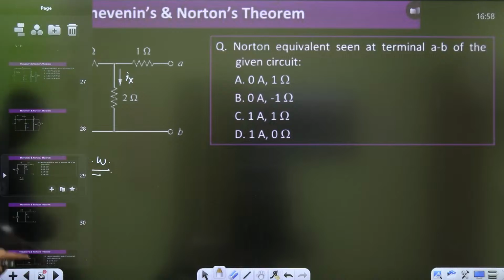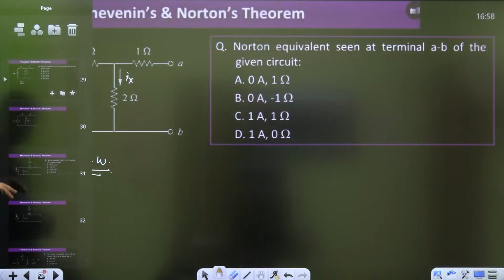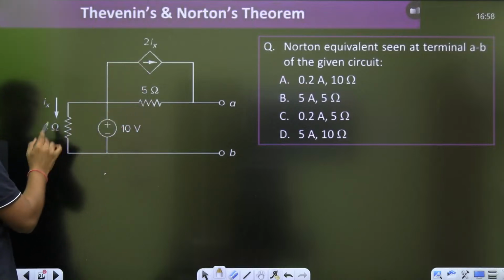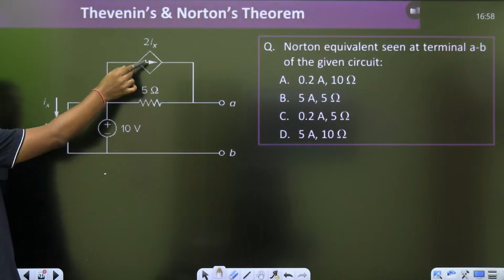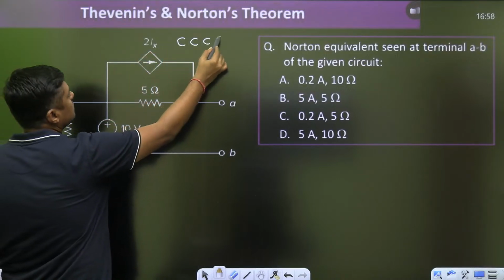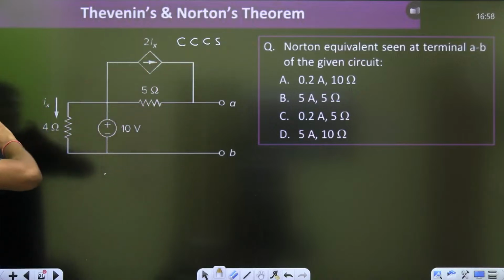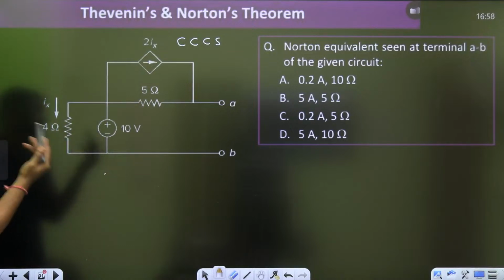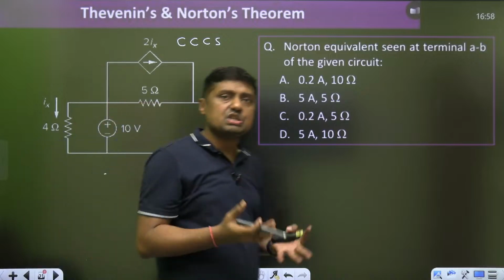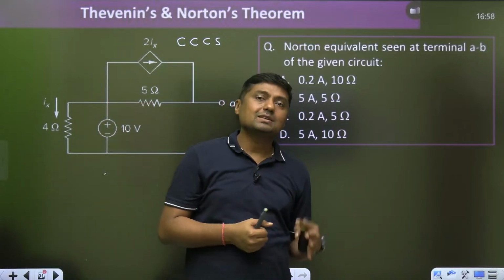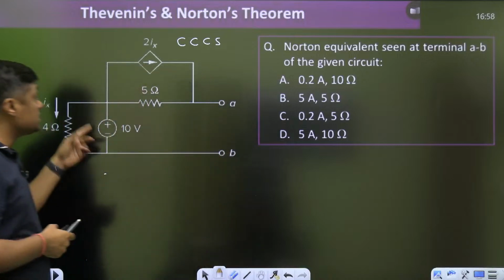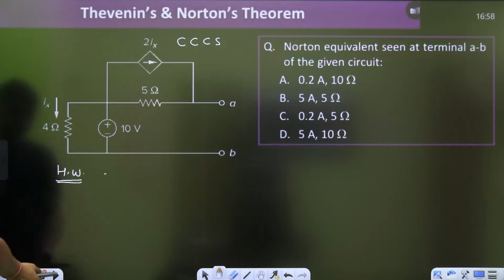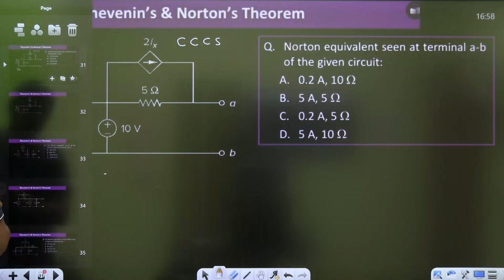Then the next one, first question, homework. Then the second one: 2ix, 5 ohm, 10 volt, 4 ohm. Here it is the ix. This current source is a current controlled current source, depending upon this ix. Find the value of ix and then find VOC and ISC, or Norton's equivalent, or you can also find the Thevenin's equivalent for this. In the next class we will discuss both Thevenin's equivalent as well as Norton's equivalent for this diagram with dependent sources. So second question, homework on 24th. You have Saturday, Sunday in between, so try to solve this question.